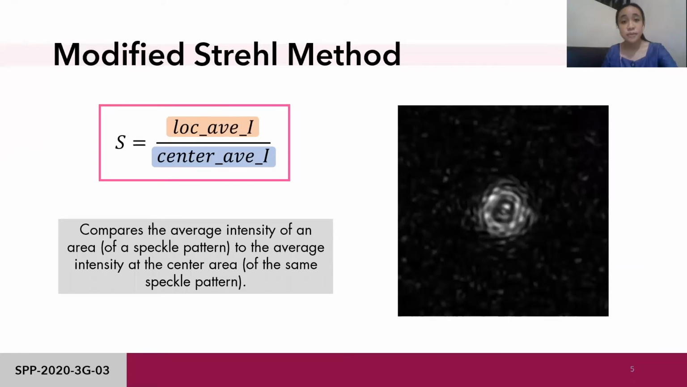The method simply compares the average intensity of the area of a speckled pattern to the average intensity of the center area of the same speckled pattern. The Strehl ratio calculation is repeated as the area with the average intensity moves away from the center per iteration to obtain a speckled pattern profile.